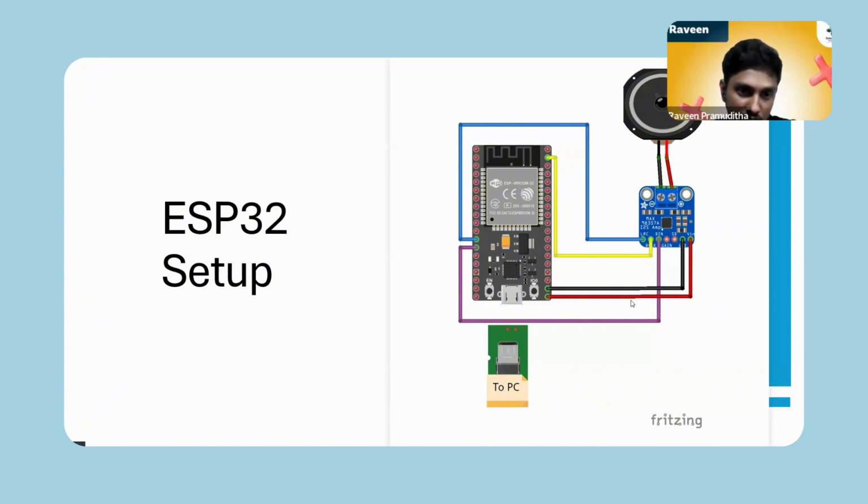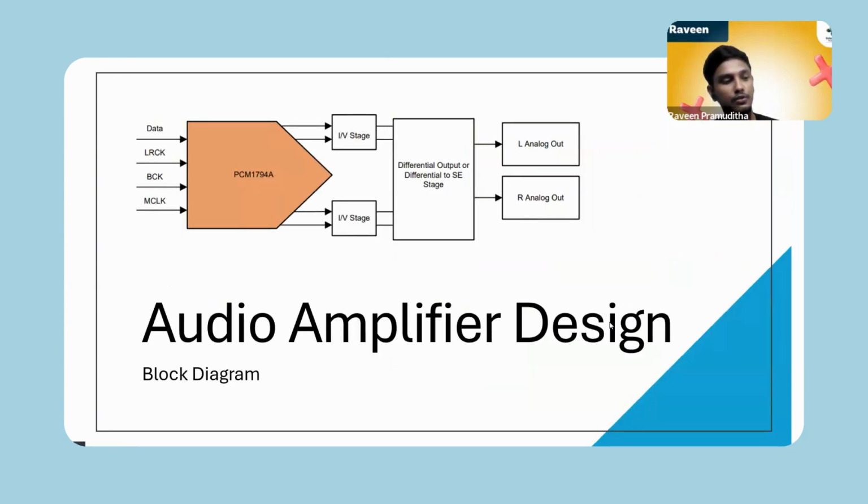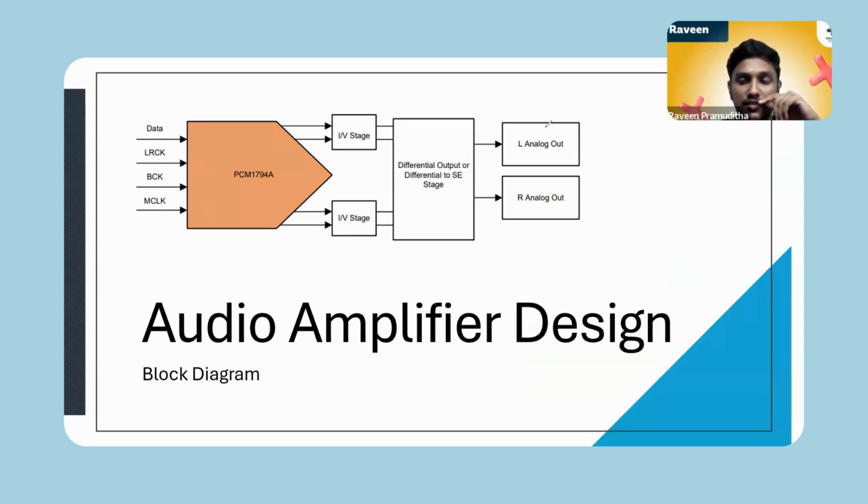There are all the things in the datasheet. So then I'm going to do some simple audio amplifier design. In here I'm using this I2S interface input, and then I convert it into the left and right audio signals. For that I'm using this PCM1794 DAC converter.